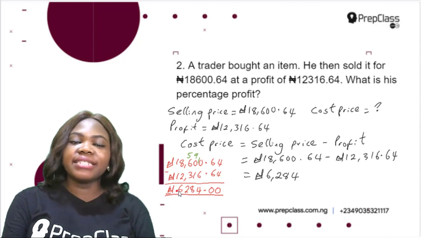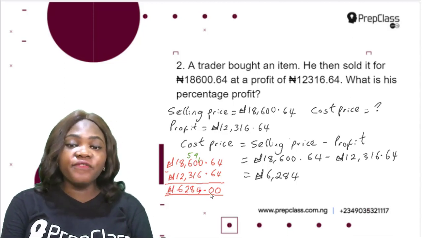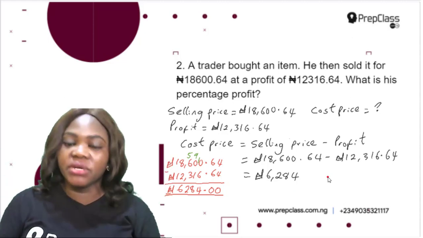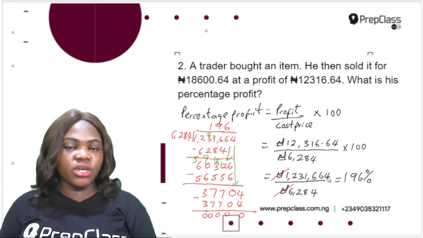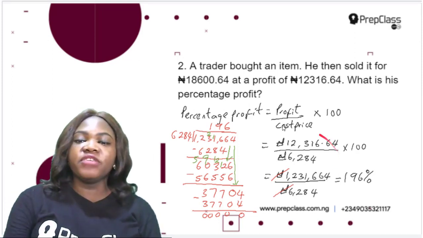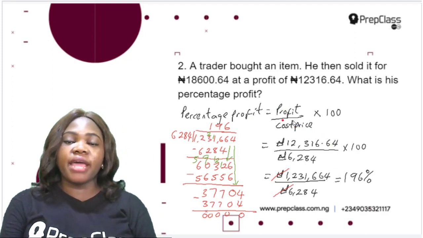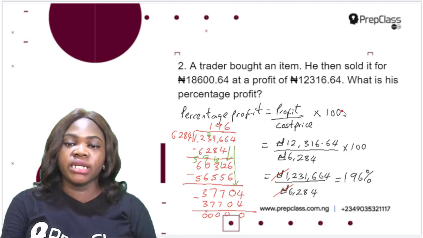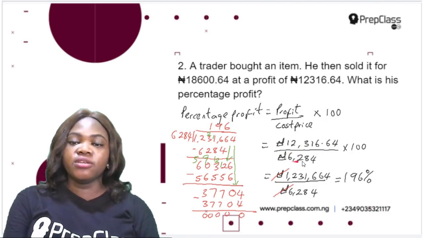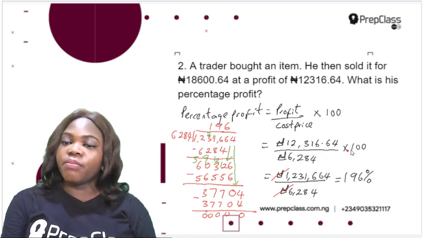So now we have our answer as 6,284 naira. That's the cost price, the amount the trader bought the item. But we are not through with the question, because the question says, what is his percentage profit? Percentage profit is given as profit divided by cost price multiplied by 100. So the profit is 12,316 naira 64 kobo divided by the cost price, which is 6,284 naira, multiplied by 100.